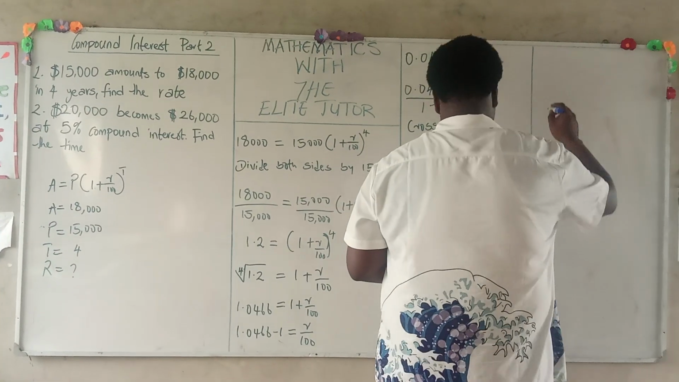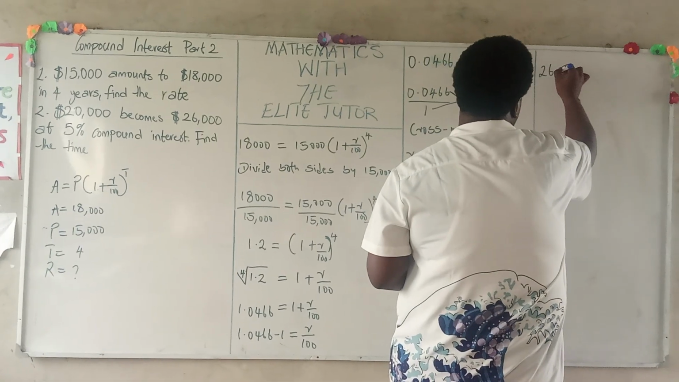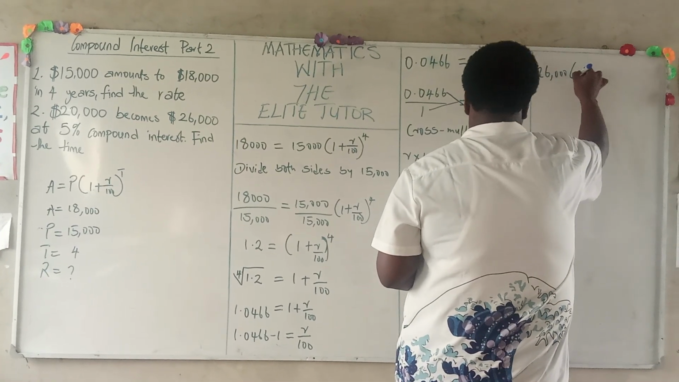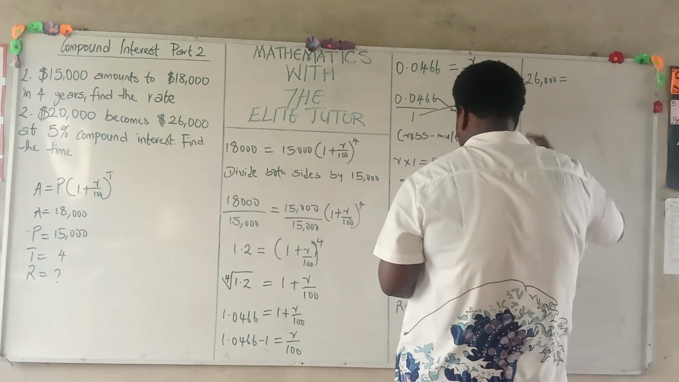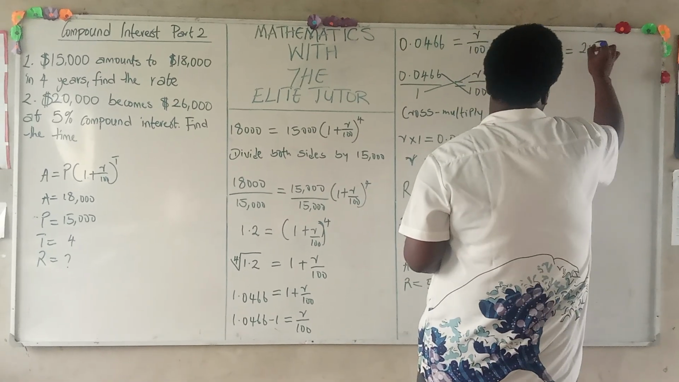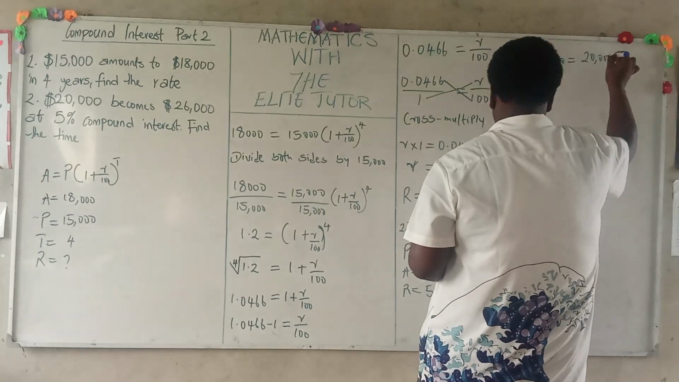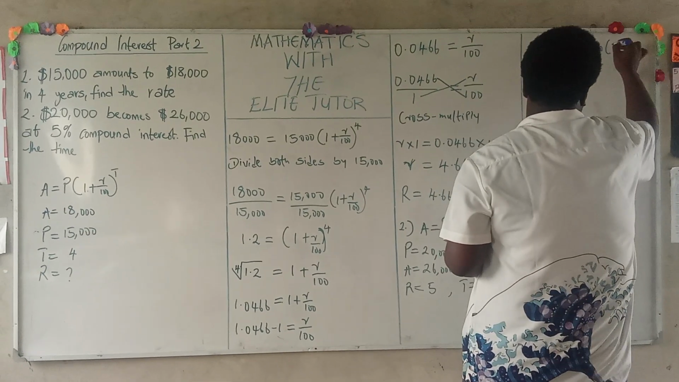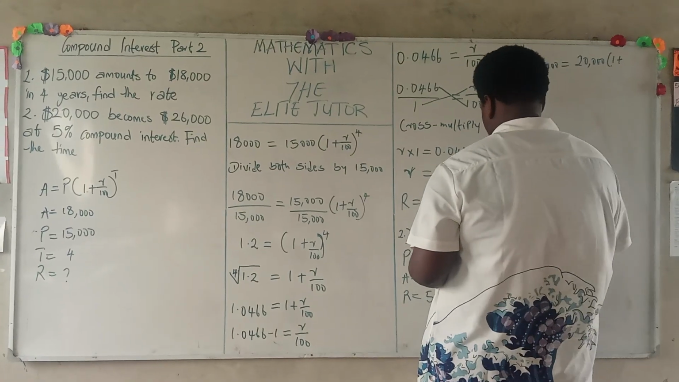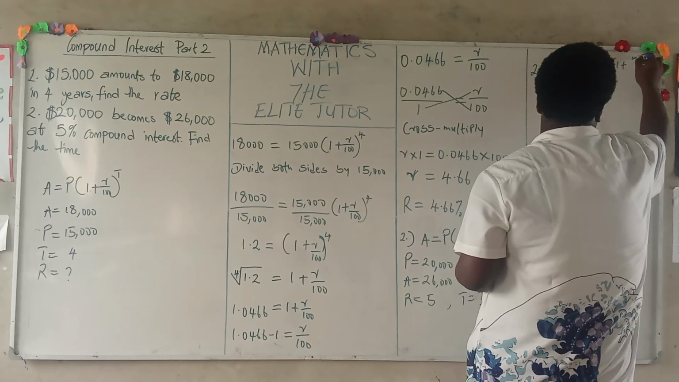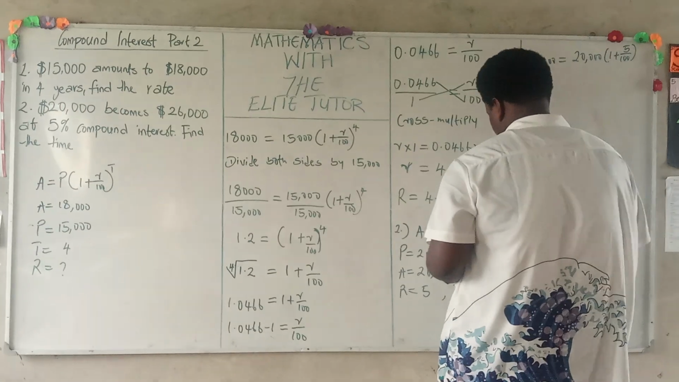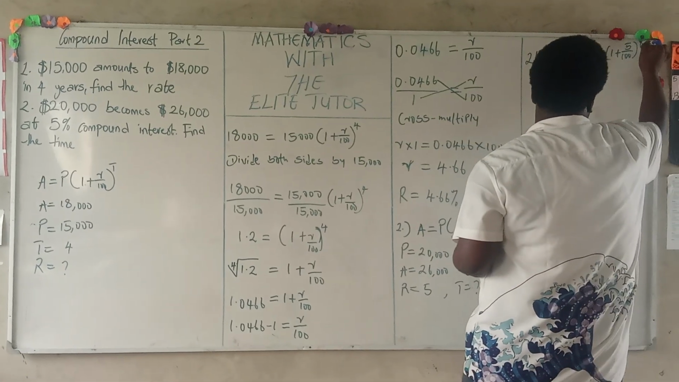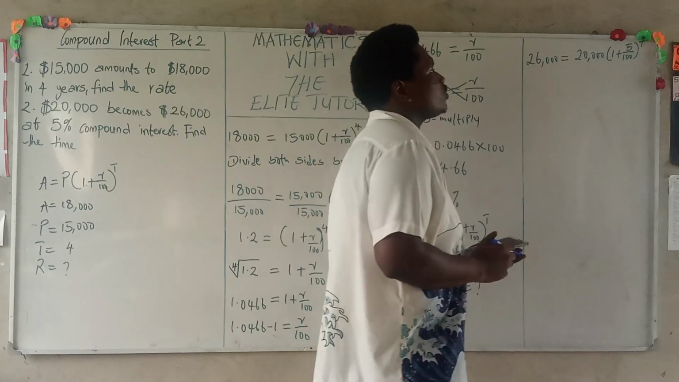So we have that $26,000 equal to my P, which is $20,000, bracket 1 plus my R is 5 over 100 raised to power T. So our T is unknown.